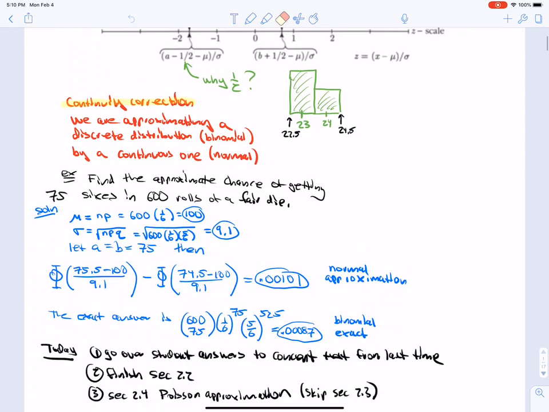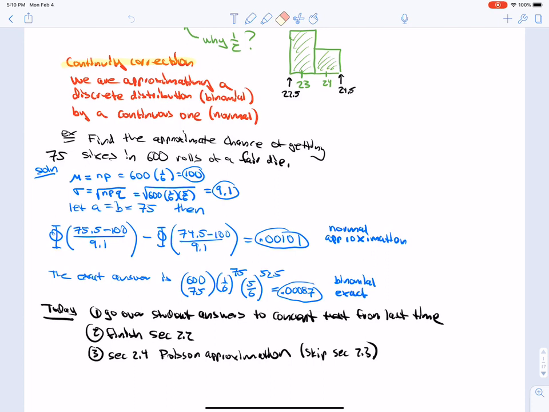So we did an example where we wanted to approximate the chance of getting 75 sixes in 600 rolls of a fair die. Here I'm going to do a continuity correction, where I'll take 75.5 minus 100 over 9.1, CDF of that, minus 74.5 minus 100 over 9.1, CDF of that. And you can see that the binomial is very close to that.